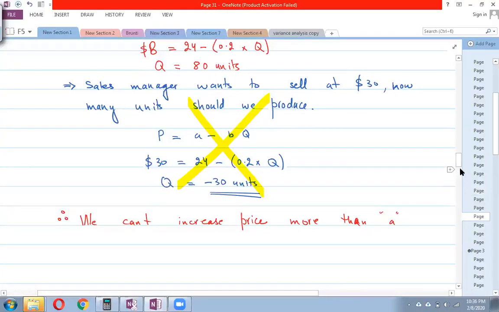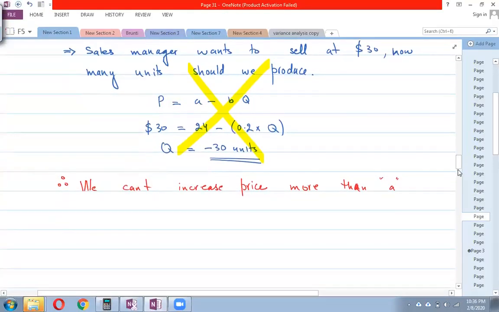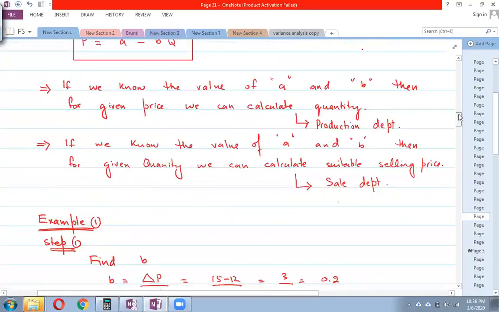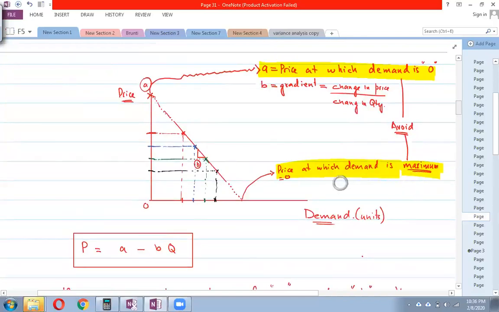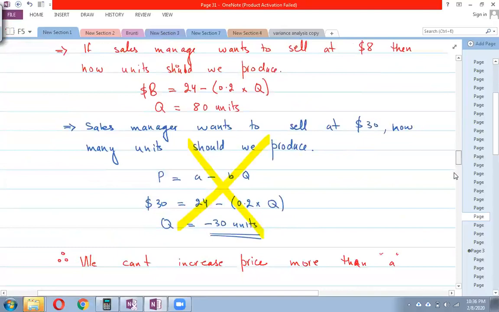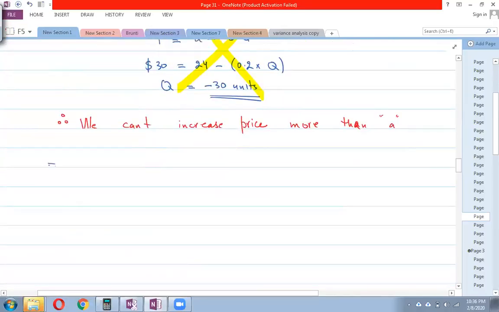Similarly, I said that never call it unlimited. This is not unlimited. This is the maximum. When the price is zero, then the demand will be maximum. So let's say, for example, find maximum demand. Find maximum demand. So what's the equation?